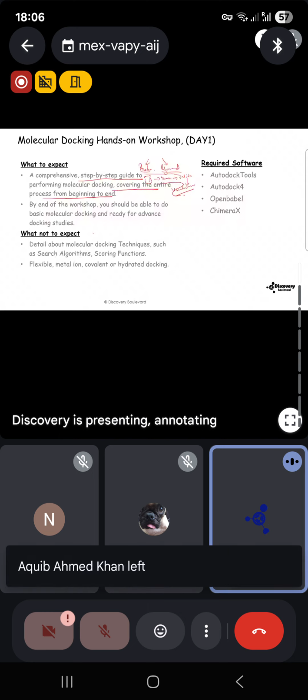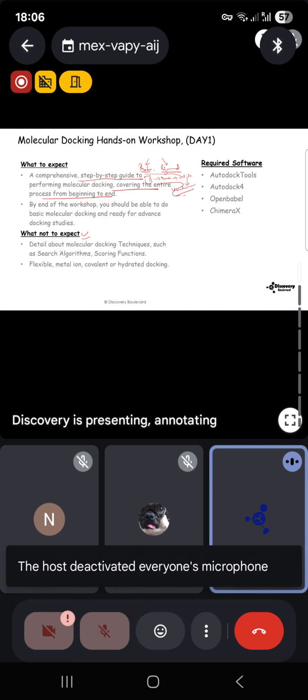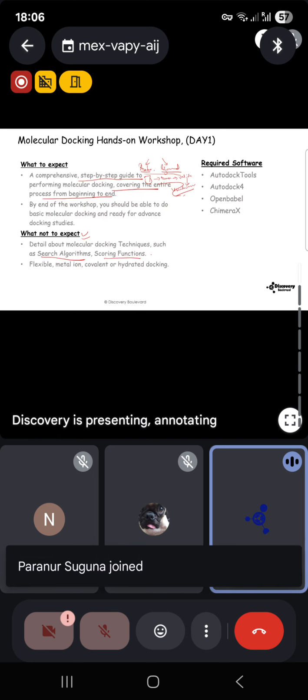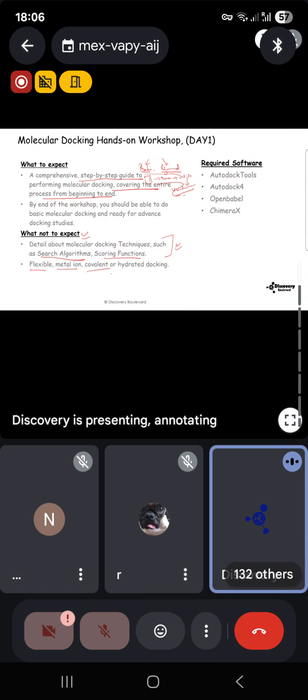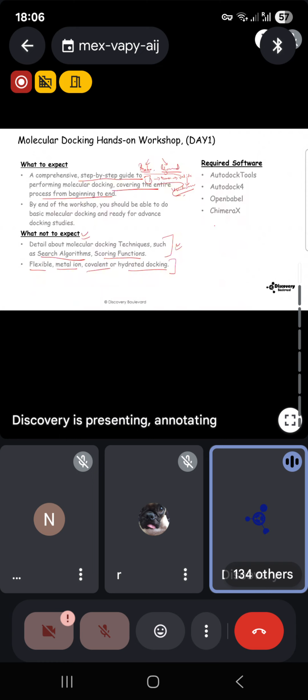What you should not expect from this day one molecular docking workshop is that we are not going to go into detail about what a search algorithm is, what scoring functions are, and all. These are the theory part, which is important, but we are not going to cover it today. Flexible docking, metal ion docking, covalent and hydrated docking come under advanced docking, so we are not going to cover those today. We are just going to do basic molecular docking, taking one single ligand, doing the docking, and seeing the interaction as well as how you can validate the docking procedure.